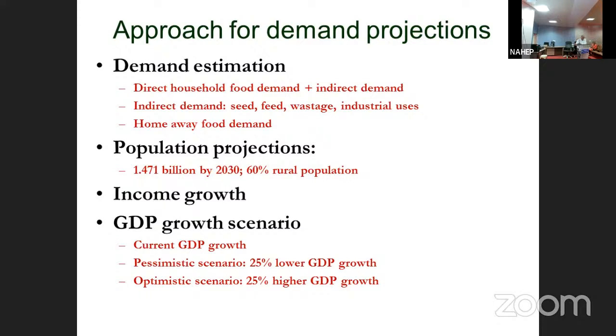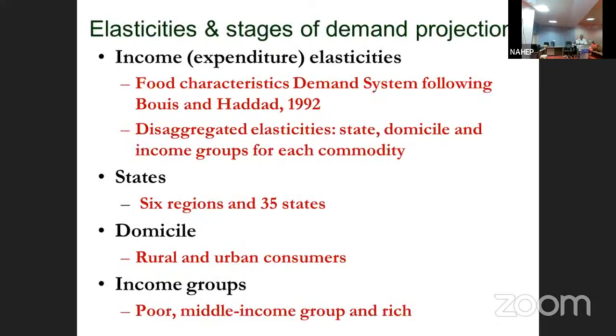Then population projections, income growth and GDP growth. These are the factors we require. We must know what is the population growth, what is income growth, GDP growth. This is clear. So these are the things we are working to know after the elasticity. These are the factors.